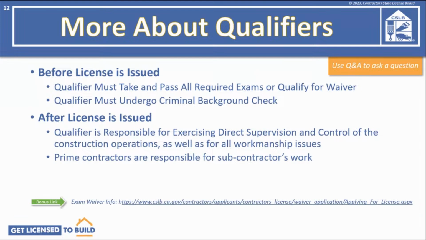After the license is issued, the qualifier must be in a position to exercise direct supervision and control of the company's operations. They are also responsible for all workmanship issues. It is also important to note here that if you are trying to get a B general building contractor's license and you hire subcontractors to work under you, you are responsible as the project's prime contractor for the work that they do.